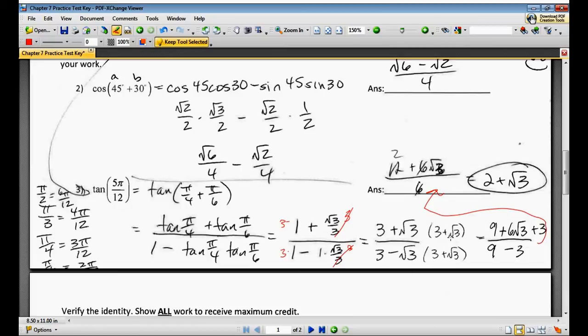Up on the top, you're going to have to FOIL. So 3 times 3 is 9. We'll have radical 3 times 3 and 3 times radical 3, which will be 3 radical 3 plus 3 radical 3, which will be 6 radical 3. Radical 3 times radical 3 is 3. So we'll get 12 plus 6 radical 3 over 6. And we could take 6 out of all of the outside numbers. So we will end up with 2 plus radical 3. I am going to get cut off here, so I'm going to start a new video for the second page.